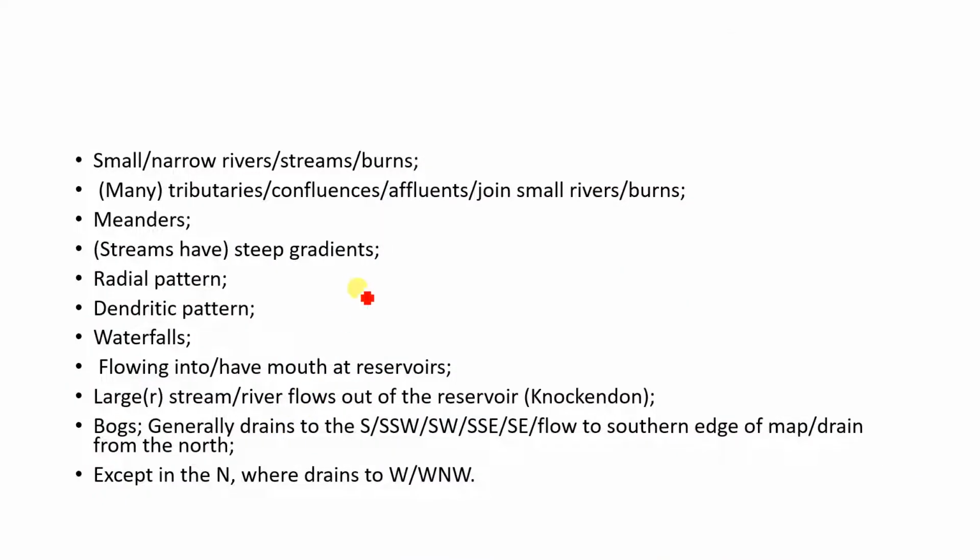So look at the pattern. Look at the answer. There are tributaries. We wrote that. Oh, there are meanders always. The river is not straight, so there are meanders. We have radial pattern, steep gradient. I say steep slope. I mentioned that. Dendritic. There are waterfalls.